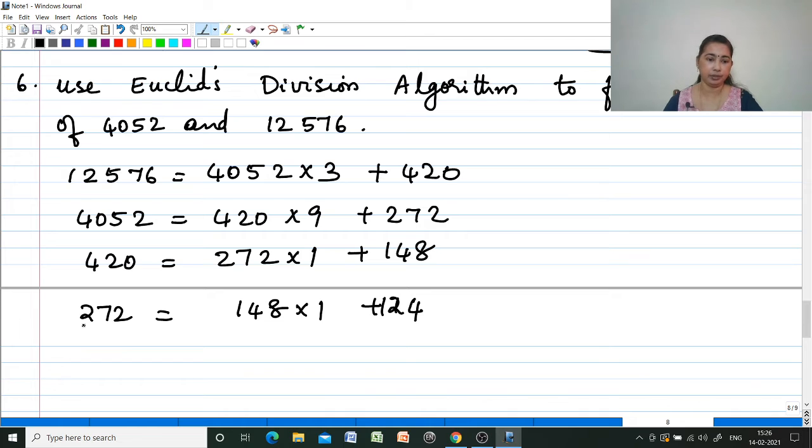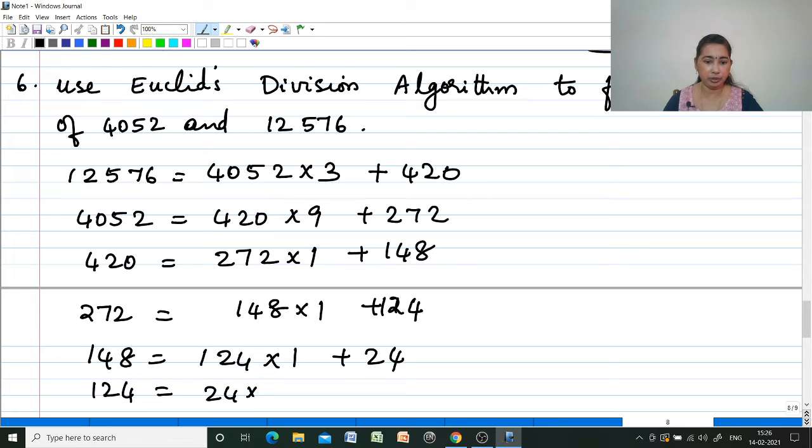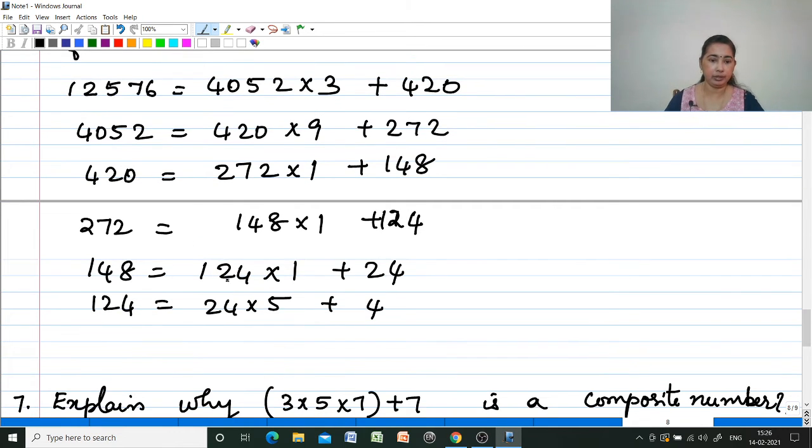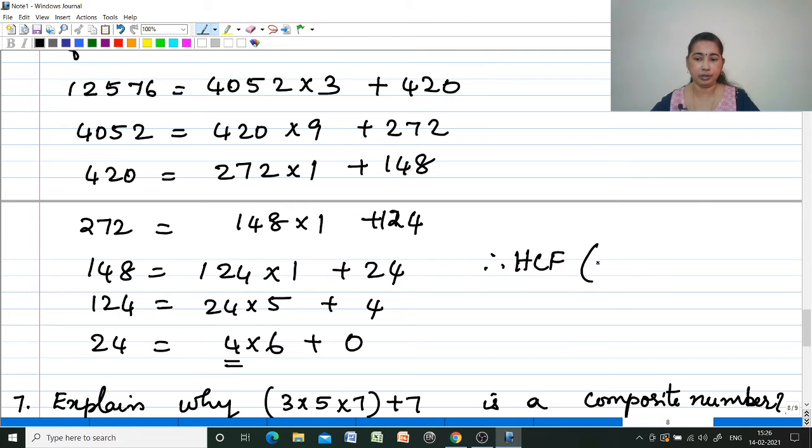Again take 272 and write in terms of 148, that is 148 into 1 plus 124. Then 148 is equal to 124 into 1 plus 24. Again, 124 can be written as 24 into 5 plus 4. Then again 24 can be written as 4 into 6 plus 0. So, what is the HCF? HCF is 4. Therefore, HCF of 12,576 and 4,052 is equal to 4.